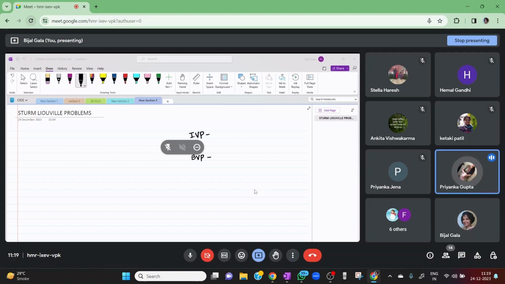If the value is known at only one particular point, then it is an initial value problem. Very good. And when we are calculating the value at two different points or multiple points, it is called a boundary value problem. Yes, very good.